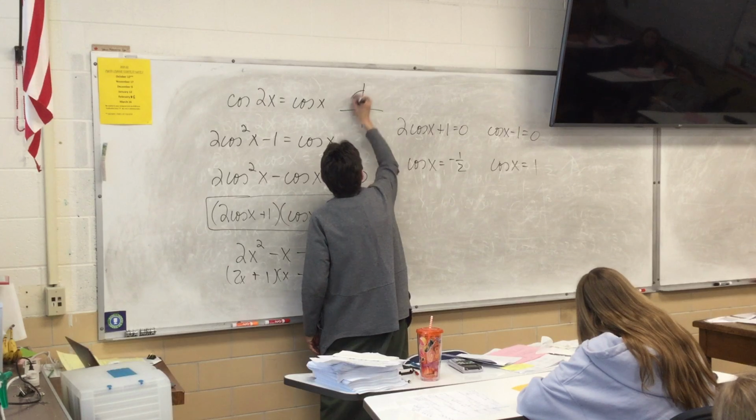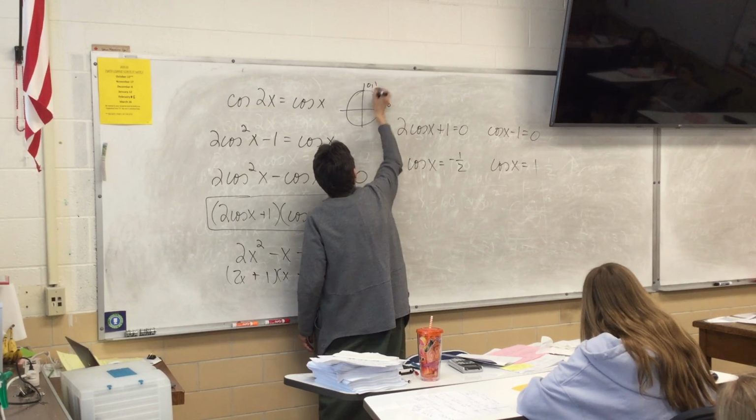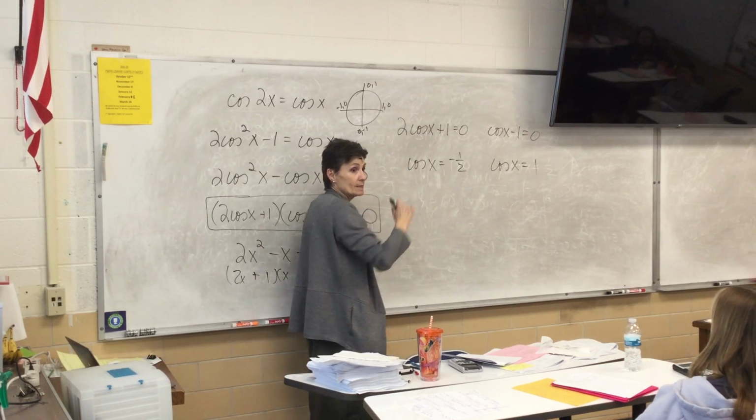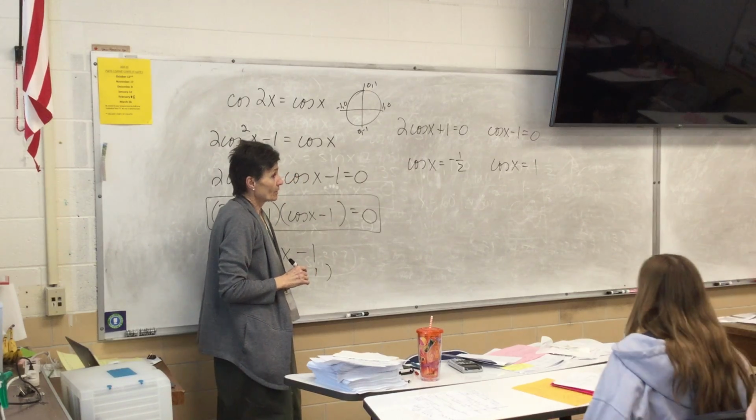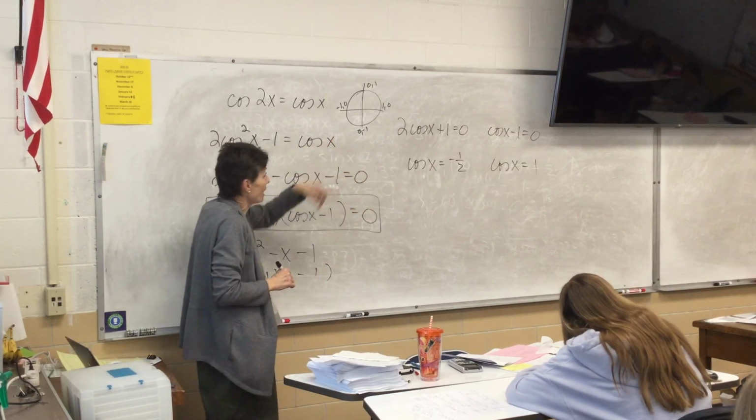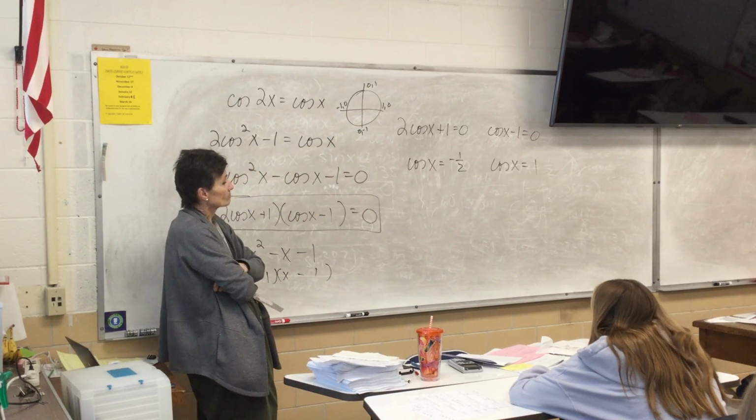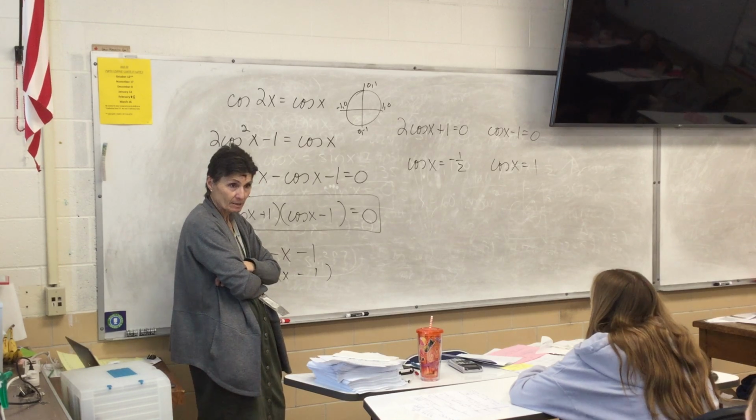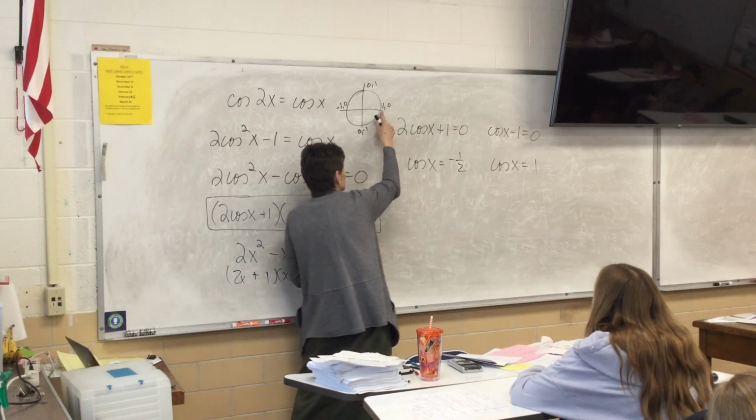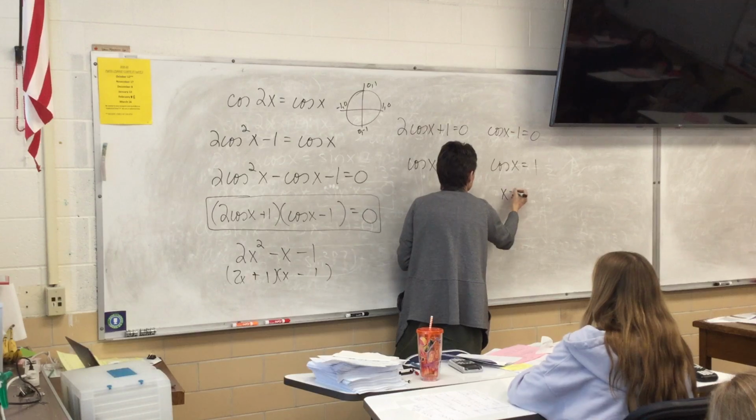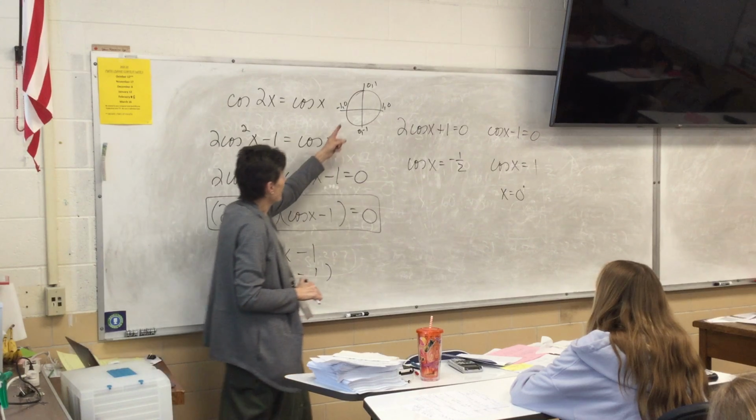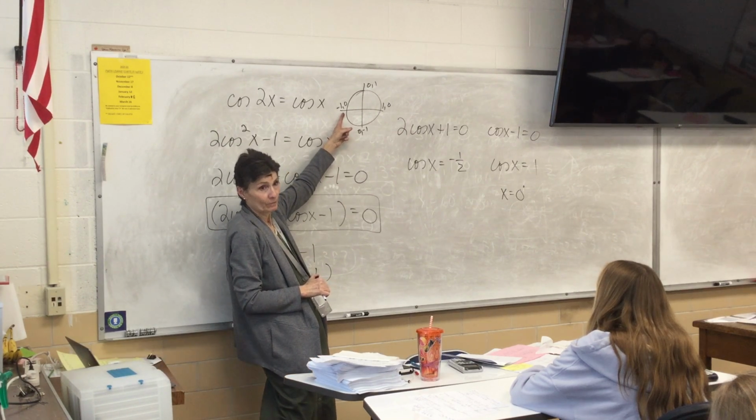I erased my circle, but somewhere on the circle, that's where you see the ones. Somewhere on the circle, the cosine is 1. I'm doing this one first. Where is cosine 1? Cosine is x, and x is 1, only one place. 0. So the answer to this one is 0 degrees. That's the answer to that one. Cosine is not 1 over here. Cosine is -1 over here.